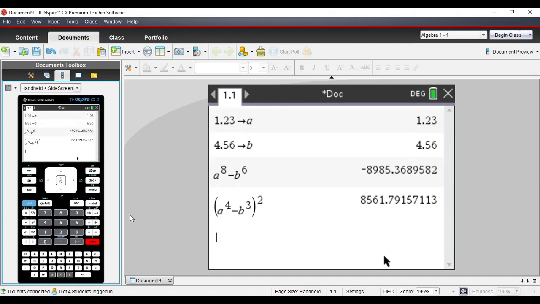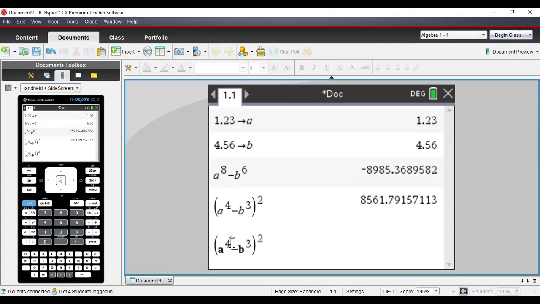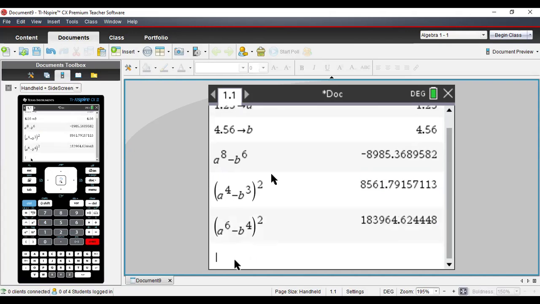Now I'm going to do the same thing. Let me see if I can copy this and make some changes. I'm going to make this a 6, and I'm going to make this a 4. And then I press enter, and that doesn't match either. So now I'm going to go to the next one.